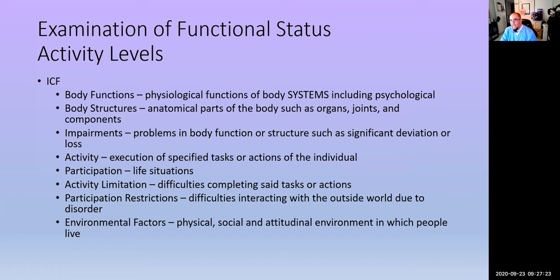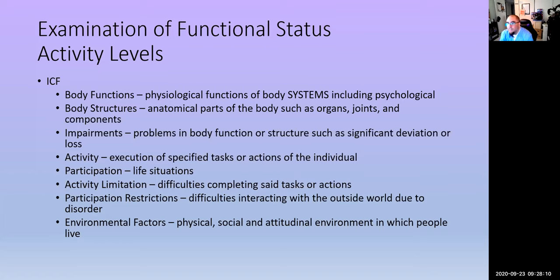So with the ICF, we classify things in a couple different ways. We classify things based on body functions, right? And body functions are the systems of our body. So give me a system in our body. Skeletal system, great. Right? Any of those systems are going to fall under body functions. Now, body structures are the anatomical parts of the body. So give me a body structure. What do you think? AC joint there, great. Right, well, AC joint would probably be better. The ACL would be a structure though, right?